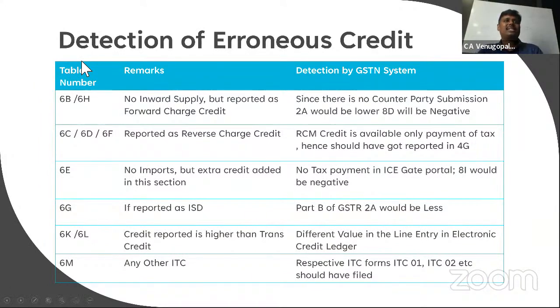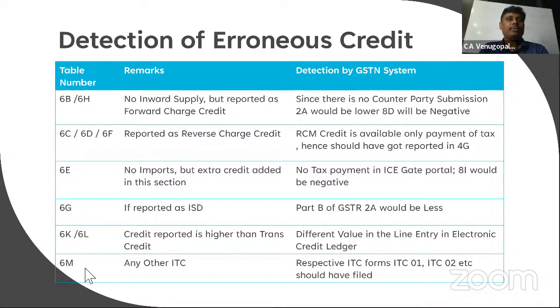Okay, let's say you will fit it into RCM tables. What are the RCM tables? 6C, 6D, purchases from an unregistered dealer or a registered dealer, which is for notification 13/2017 central tax, or 4/2017 for goods, or import of services. I will be reporting in either of these, 6C, 6D, 6F. Now, to avail an input tax credit on account of reverse charge, I should have discharged the tax. So the taxes would have been or should have been paid. So it should have been reported in 4G. So if that is a mismatch, again, GSTN can easily trigger a notice.